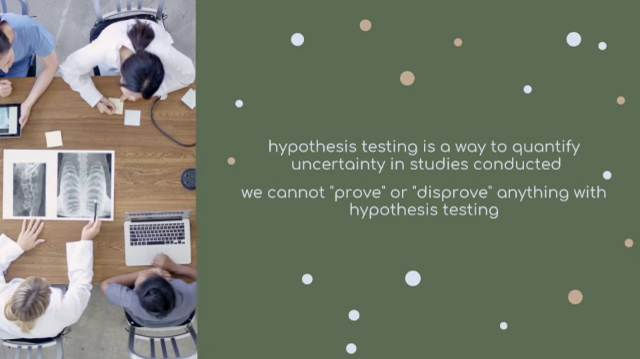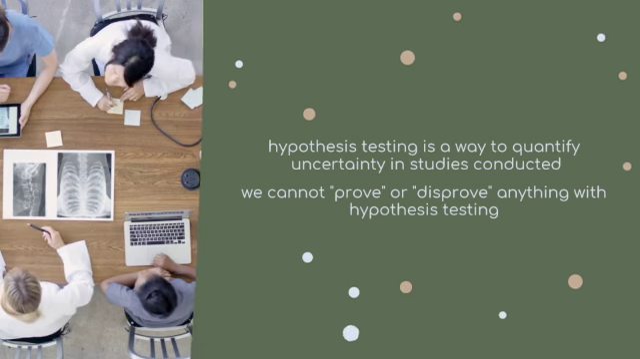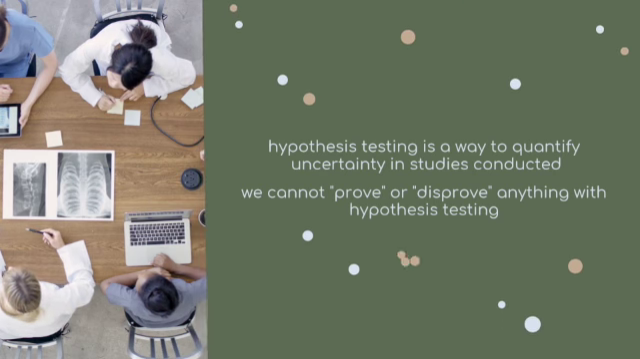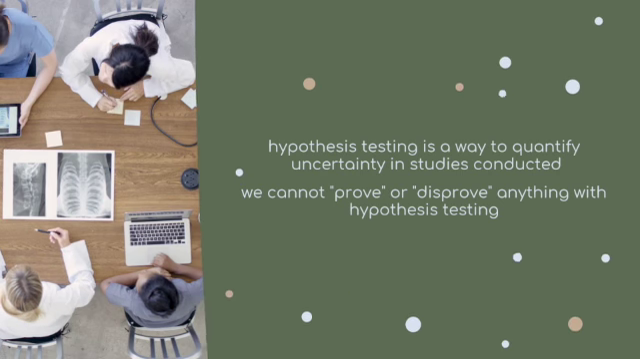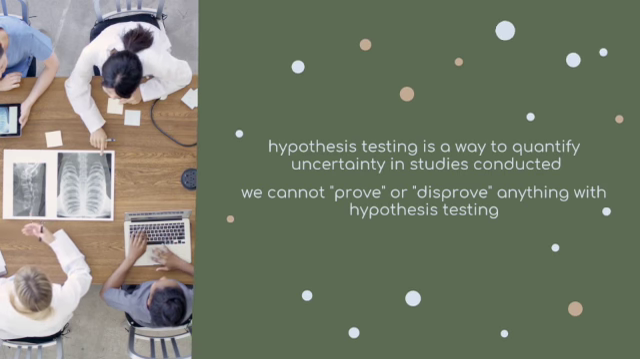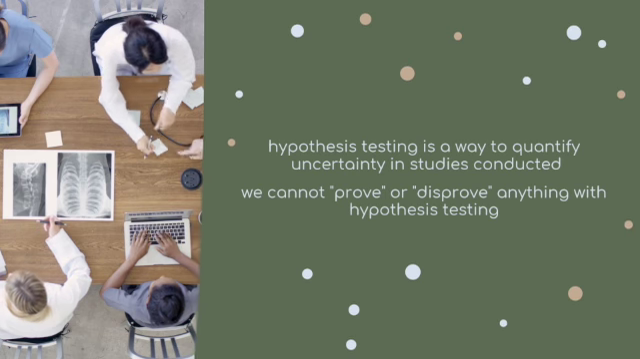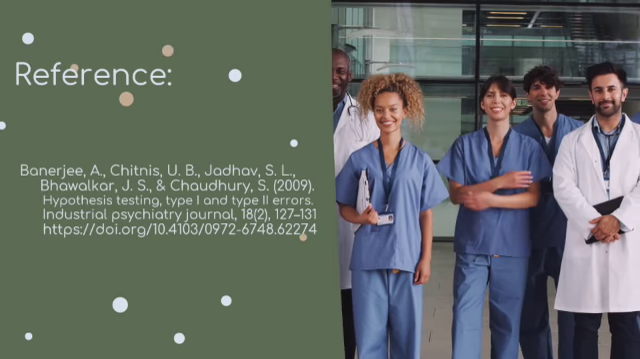It's important to remember that research cannot eliminate uncertainty completely. At best, hypothesis testing is a way to quantify uncertainty, and the ways we do that is through type 1 errors, which are falsely rejecting a null hypothesis, and type 2 errors, which is falsely accepting a null hypothesis. We technically cannot prove or disprove anything by hypothesis testing.